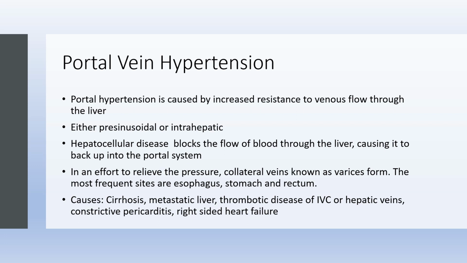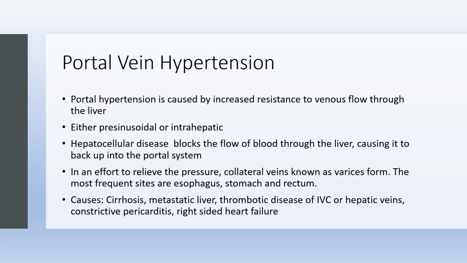All of this makes the liver very stiff and resistant to flow, and there's no pump behind the portal vein to push that blood into the liver. It's more of a passive flow. So with increased resistance, we see portal vein hypertension. It can be pre-sinusoidal or it can be intrahepatic. So it can be in the liver or it can be at the liver sinus at the porta hepatis where it starts. Okay.